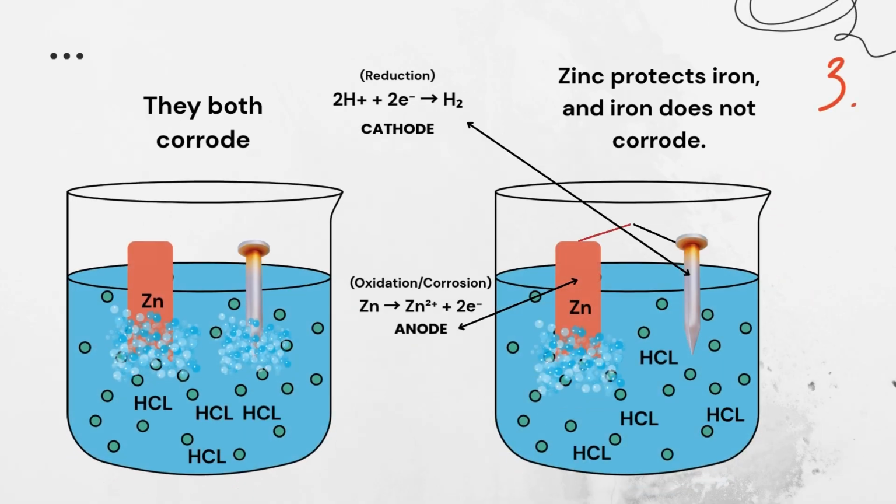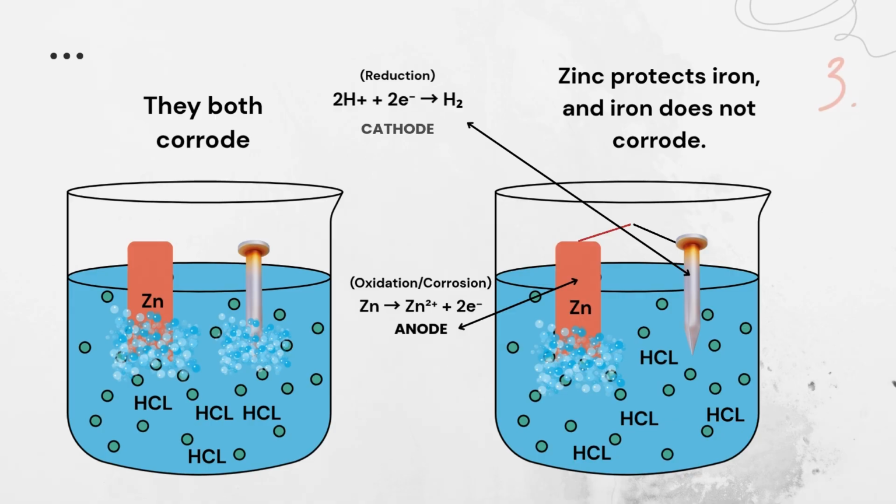Corrosion in acid and sacrificial anode. What is done? The following are placed: an iron nail, a zinc chip, and 3M hydrochloric acid, which accelerates the corrosion. First, they are tested separately, and then they are connected to each other with a wire or clamp. Why is this done? To demonstrate the function of zinc as a sacrificial anode, a fundamental principle of galvanic protection.